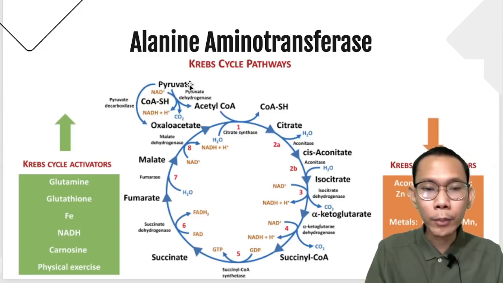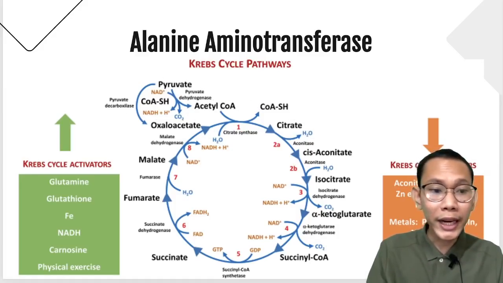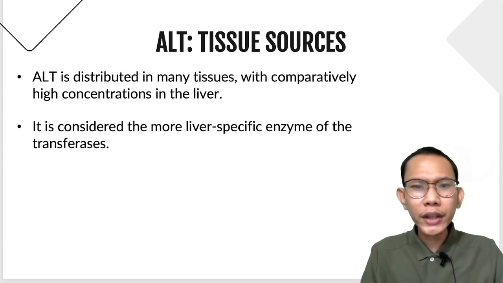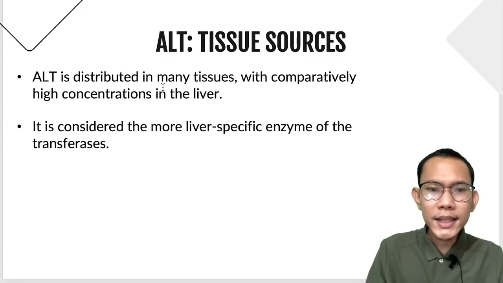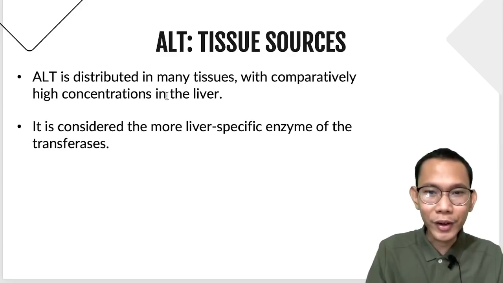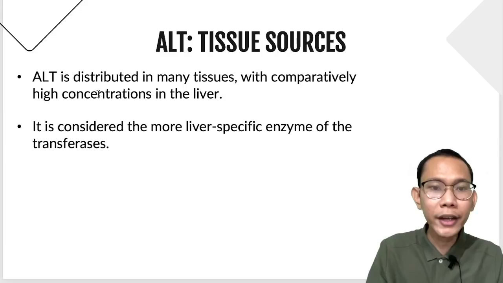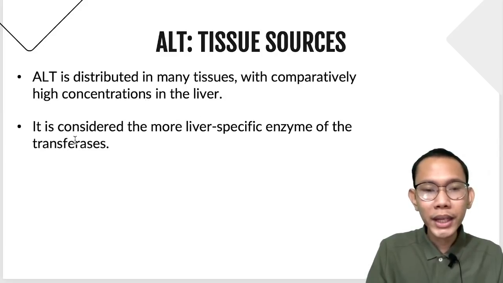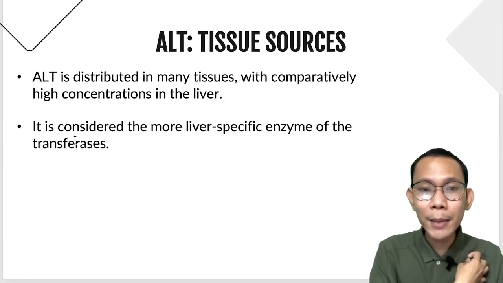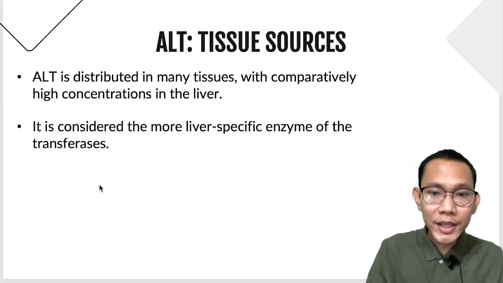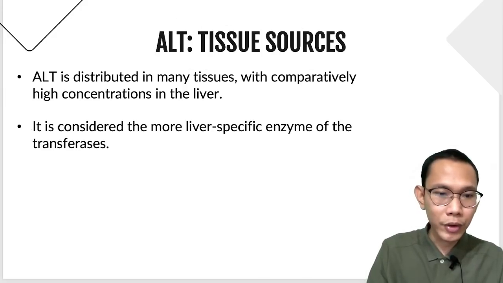So, may kakaroon din tayo ng more pyruvate para marami tayong magagamit or substance for our Krebs cycle later on to form your energy. So, what are the tissue sources of your ALT? ALT is distributed in many tissues with comparatively high concentrations in the liver. So, again, same with the AST, but your ALT is comparatively higher in concentration in the liver. So, it is considered the more liver-specific enzyme of your transferases. So, comparing your AST versus your ALT, mas liver-specific ang ating ALT. So, remember that.